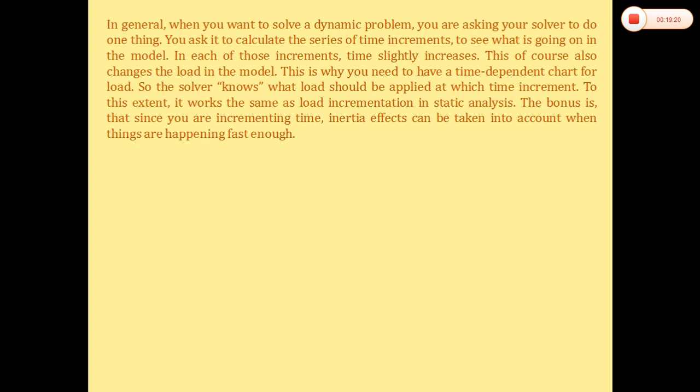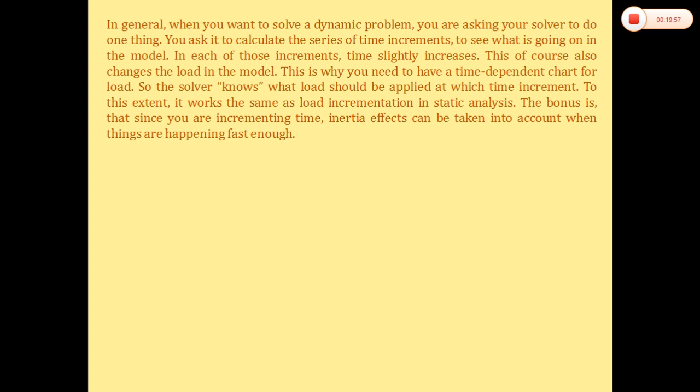In general, when you want to solve a dynamic problem, you ask your solver to calculate a series of time increments to see what is going on in the model. In each of those time increments, time slightly increases. This of course also changes the load in the model. This is why you need a time dependent chart for the load, so the solver knows what load should be applied at which time increment. To this extent, it works the same as load incrementation in static analysis.